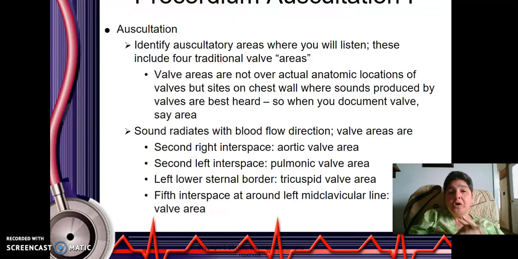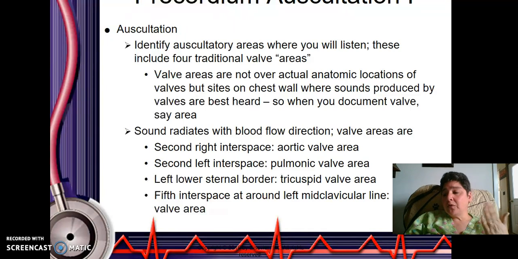So when you're documenting these, please don't put aortic valve, don't put pulmonic valve in your write-ups. You can say aortic area or pulmonic area. You can say aortic valve area, that's fine as well, but we only really need the aortic area. But you will be marked off if you say aortic valve or pulmonic valve, because it's not truly the valves that we are actually listening to.